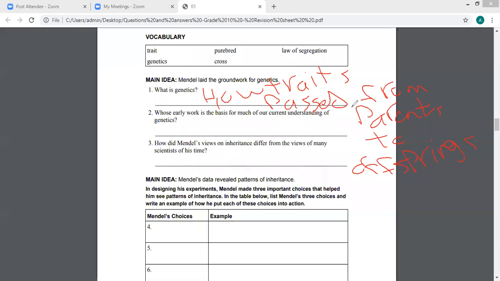Okay. Second one, whose early work is the basis for much of our current understanding of genetics? Gregor Mendel. Yeah, Gregor Mendel. Good.